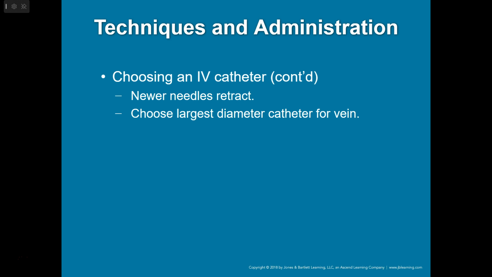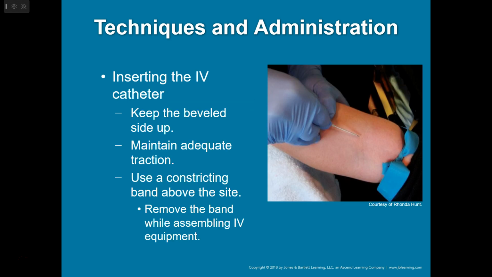Choose the largest diameter catheter for the vein. Like that picture of that guy at the start of this, few slides back, he had great veins. You could start an 18 gauge in any of those, 16, 14, even those. Most of the time in anything that we need, an 18 will flow blood. 18 would be really the biggest that we have to have.